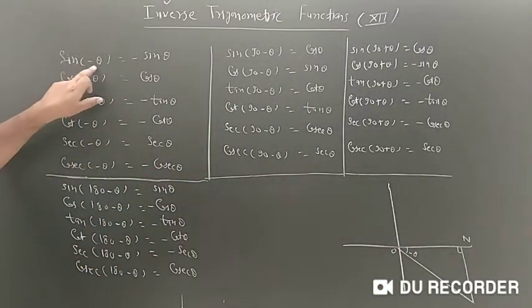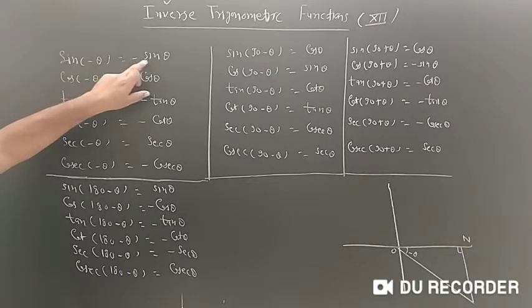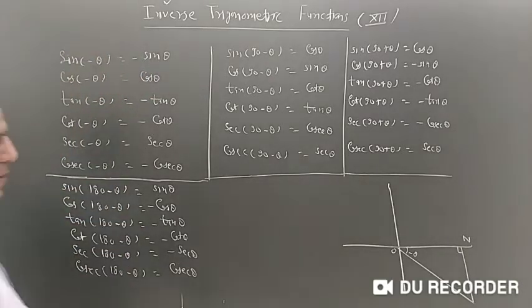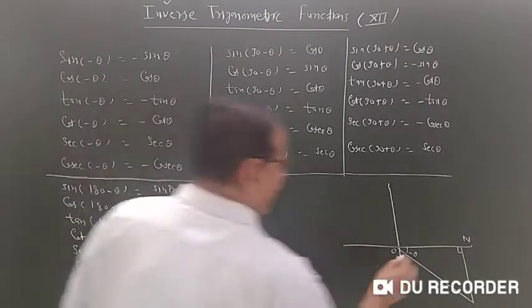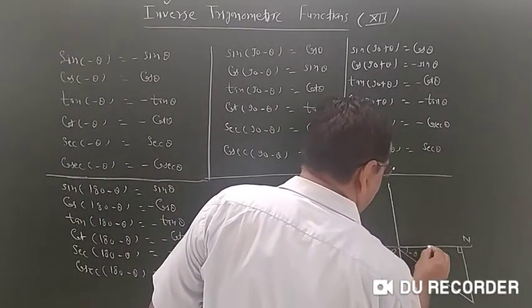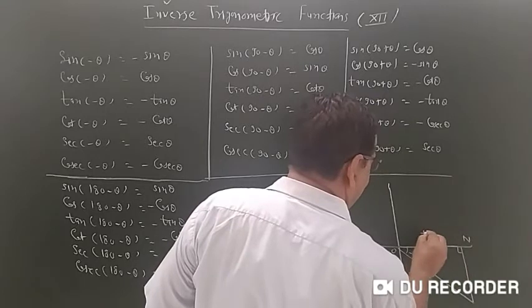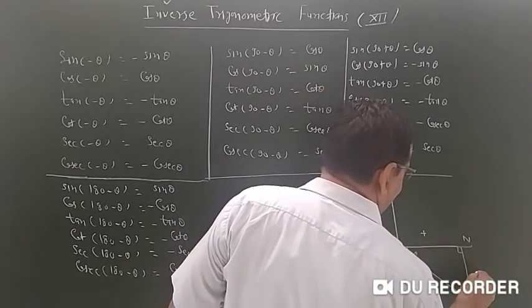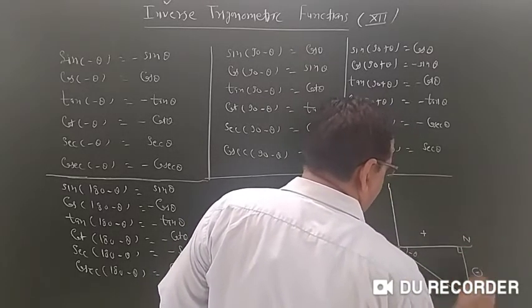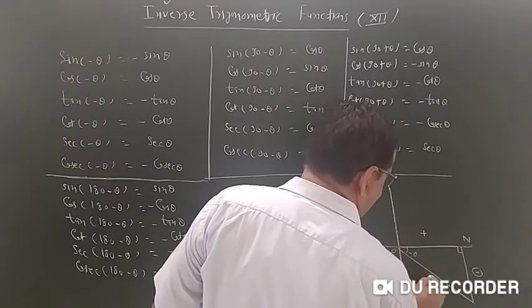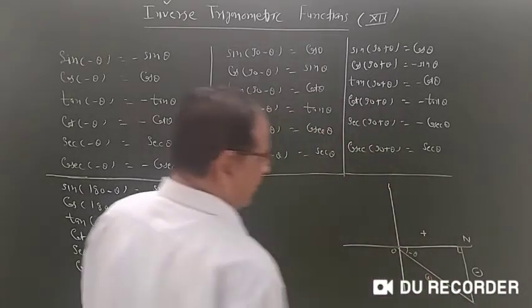We want to find sin minus theta. Why is sin minus theta equal to minus sin theta? Here the x-axis value is positive. The perpendicular is negative because it's going into the fourth quadrant, and the distance is always positive.